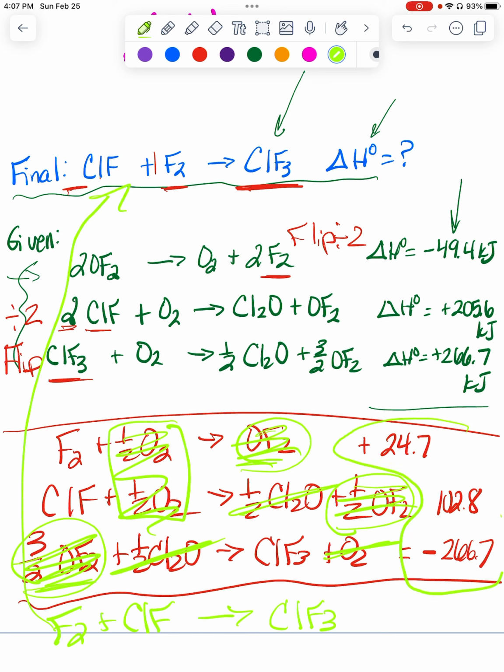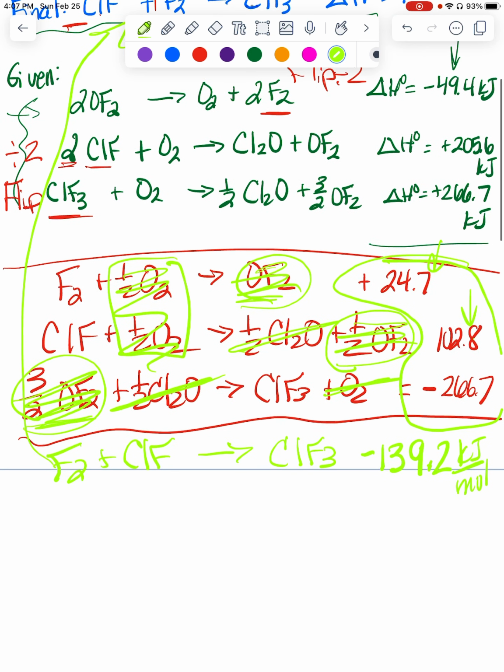So now all you have to do is add those numbers up: positive 24.7, positive 102.8, negative 266.7. Use a calculator. Do yourself a favor. And you get negative 139.2. Remember, sig figs is place value. They all go to the tenths. You go to the tenths. Kilojoules per mole. Now this delta H is negative. What does that mean? It is exothermic. In other words, energy is being given off. And that is one way to calculate delta H. I like to call it the manipulating the equations method.